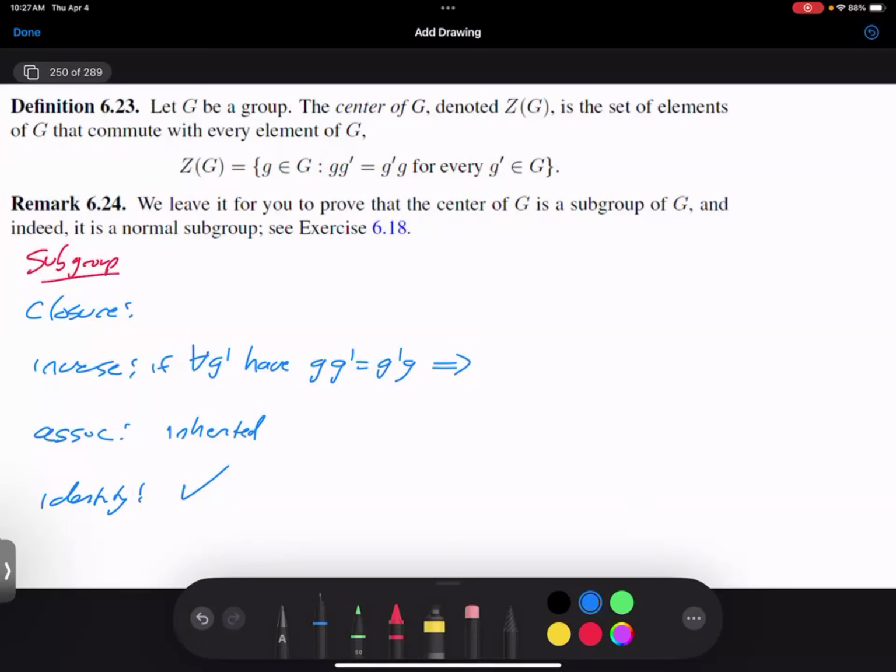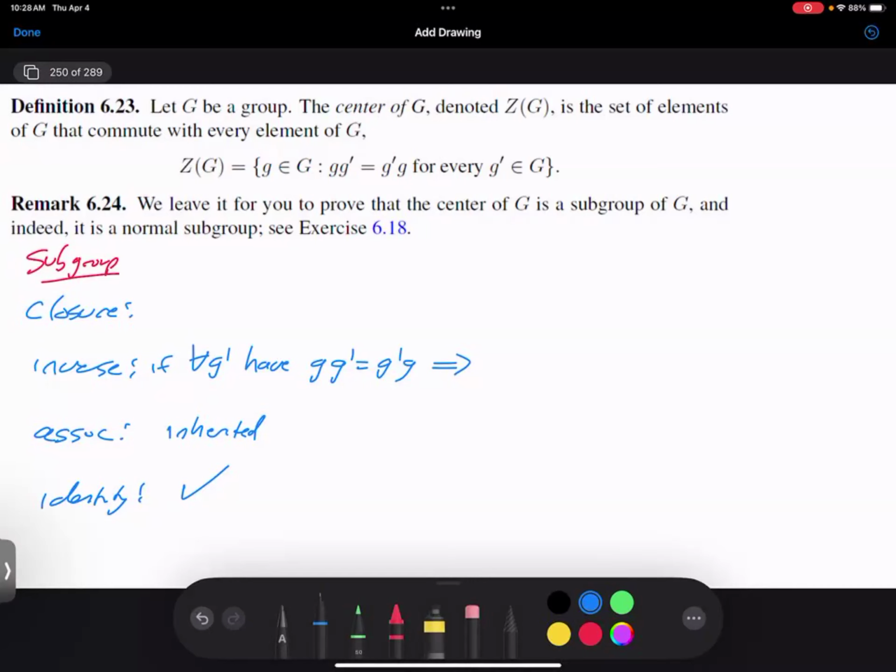So we have g' = g'g for all g'. We want to show that we can replace g with g inverse. If g is in the center, then for any g', a generic element, we know for every g' that g' = g'g. We want to show that this works using g inverse rather than g.